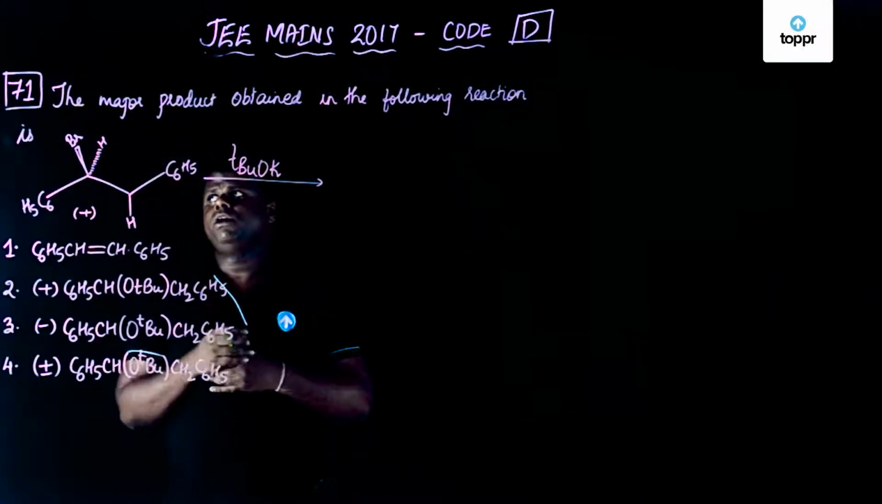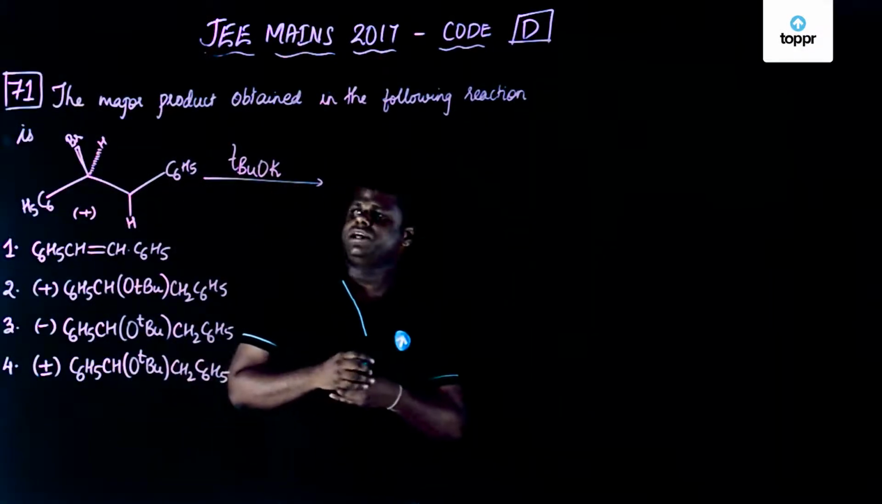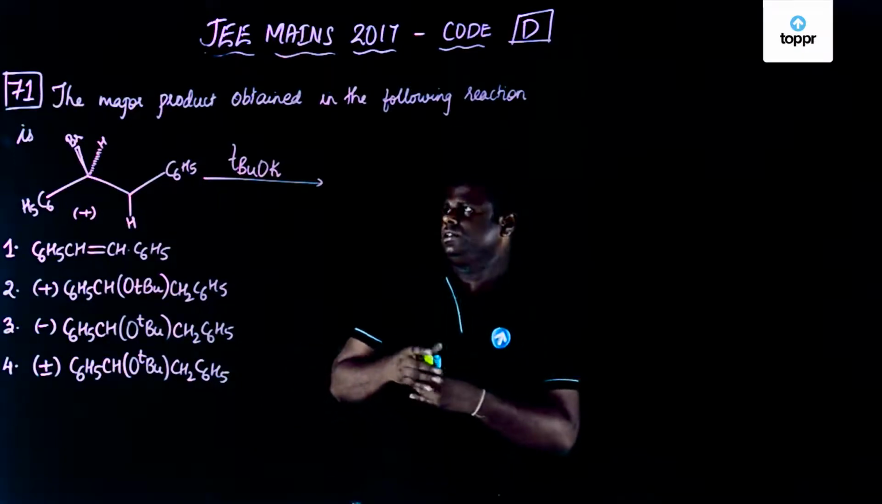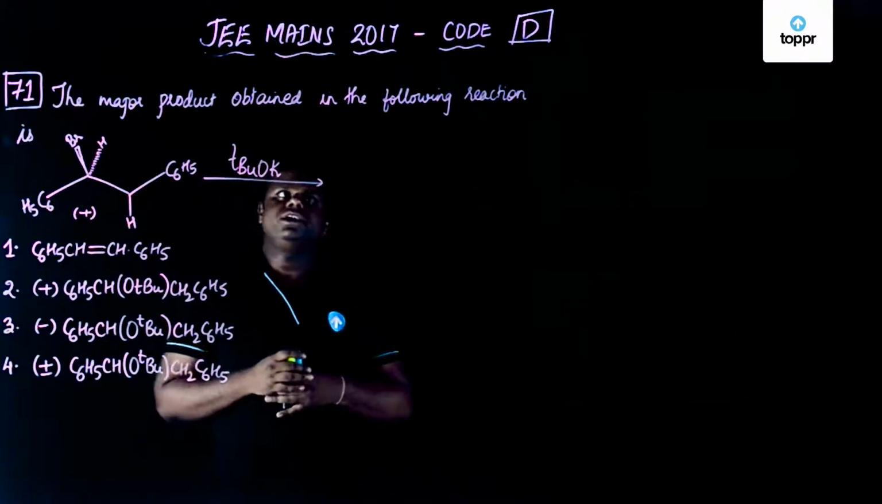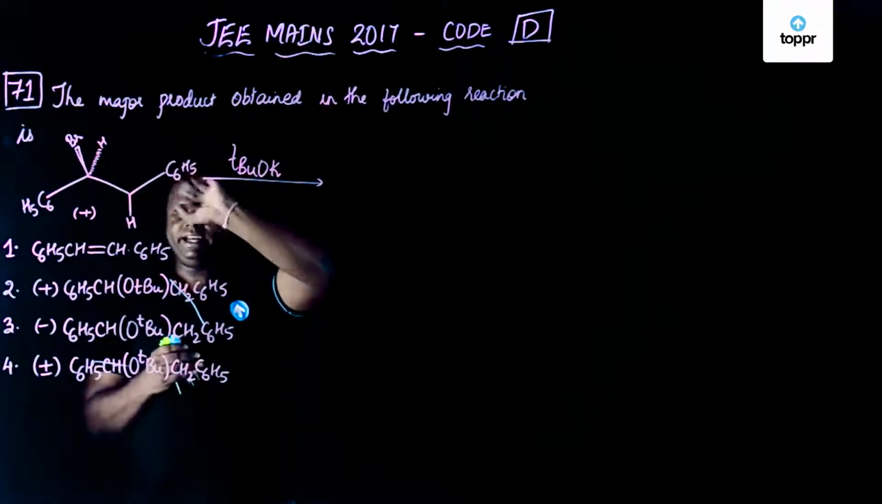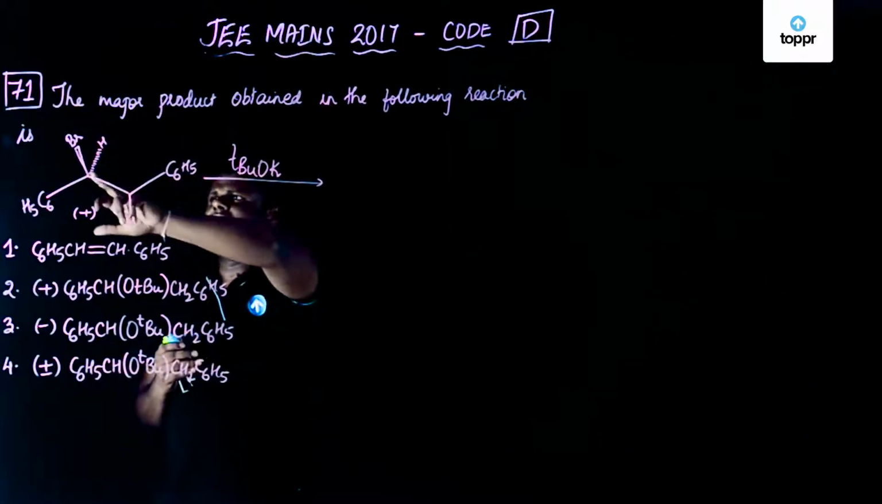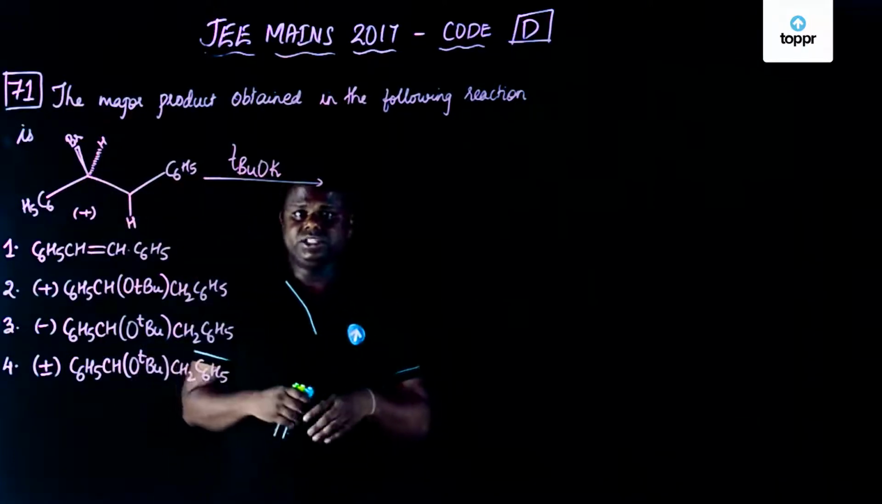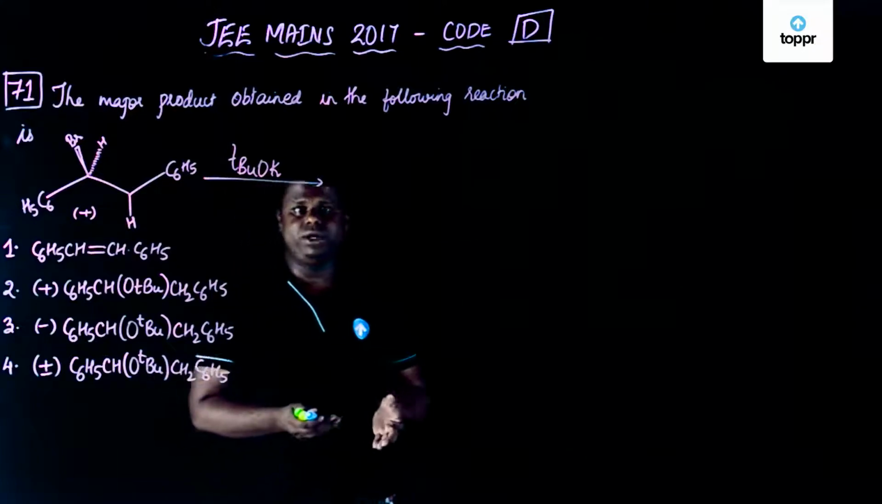Okay, now let's move on to the next part, that is question number 71 of the same paper code, that is code number D. The question says, the major product obtained in the following reaction is, so you have been given a particular reactant. If you could see here, there is a halogen atom, and here there is an adjacent hydrogen itself, right? So this could give you a feeling what exactly is going to happen over here.